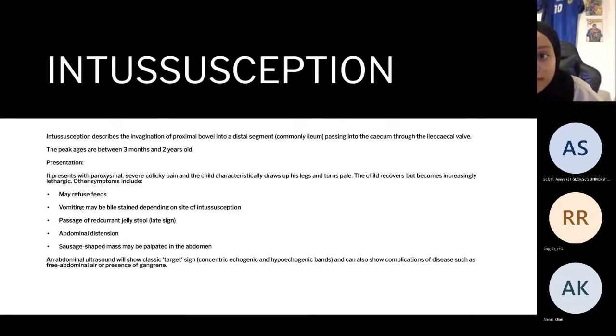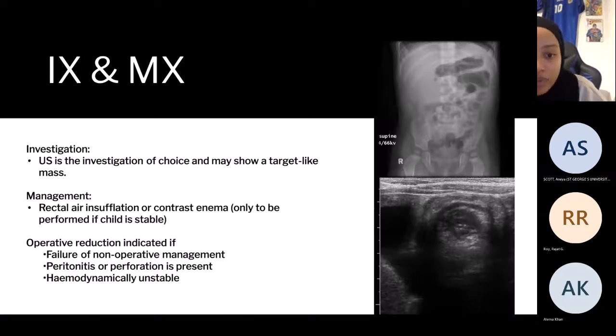So in the top you can see the free abdominal air within the X-ray, and then in the bottom you can see that target sign. It looks a little bit like a donut as well. Sometimes they describe it like that. So to investigate, you do ultrasound, and in terms of management, you'll do rectal air insufflation.